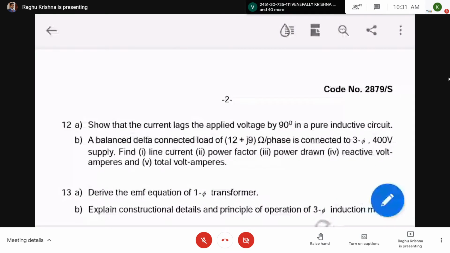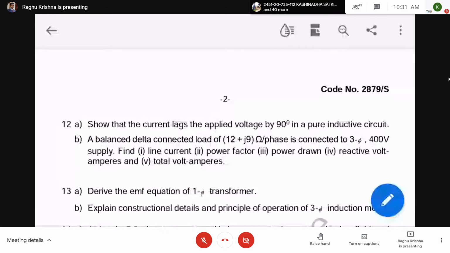Okay, next see the 12th one. Current lags the applied voltage by 90 degrees in a pure inductive circuit. So for a circuit having only an inductor, the derivation is enough. So next, see the 12th B. Balanced delta connected load.